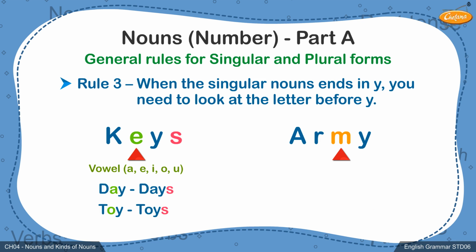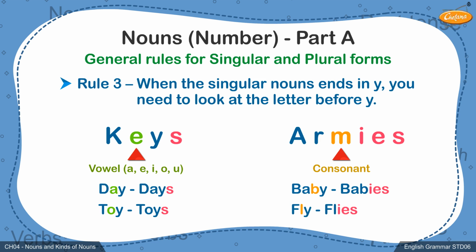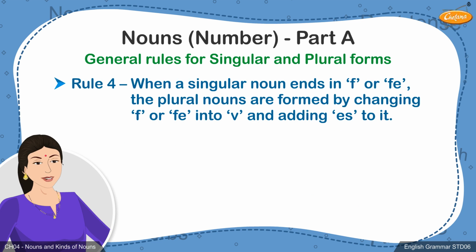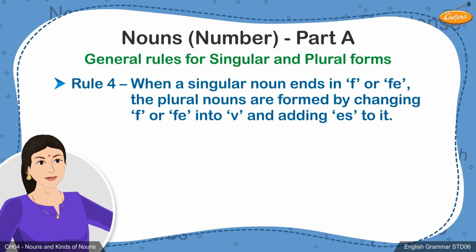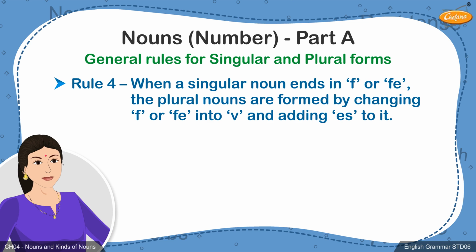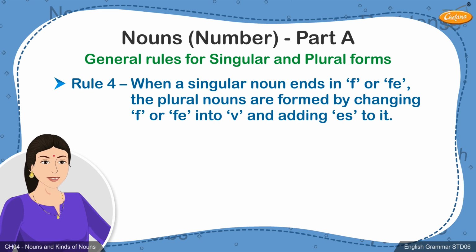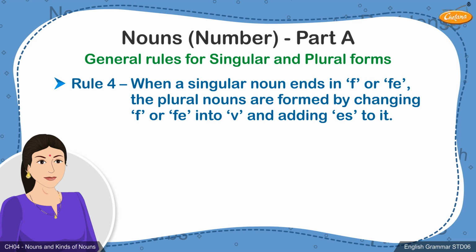If the letter before Y is a consonant, you remove the letter Y and add IES to write the noun in plural form. For example, baby, babies, fly, flies. The last rule refers to nouns ending with letters F or FE. When a singular noun ends in F or FE, the plural nouns are formed by changing F or FE into V and adding ES to it.